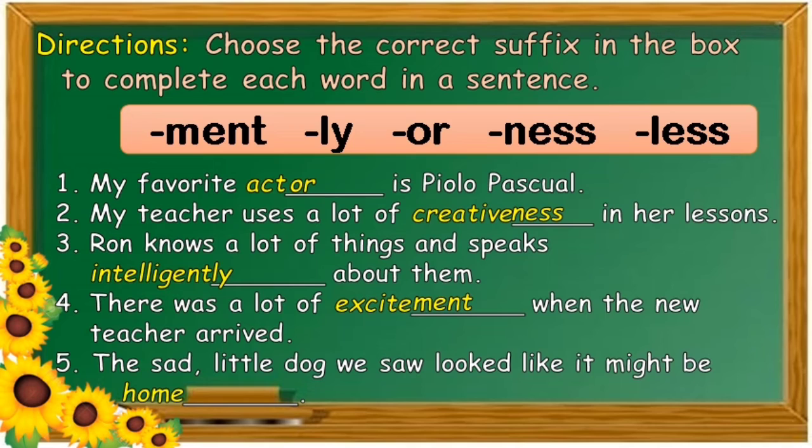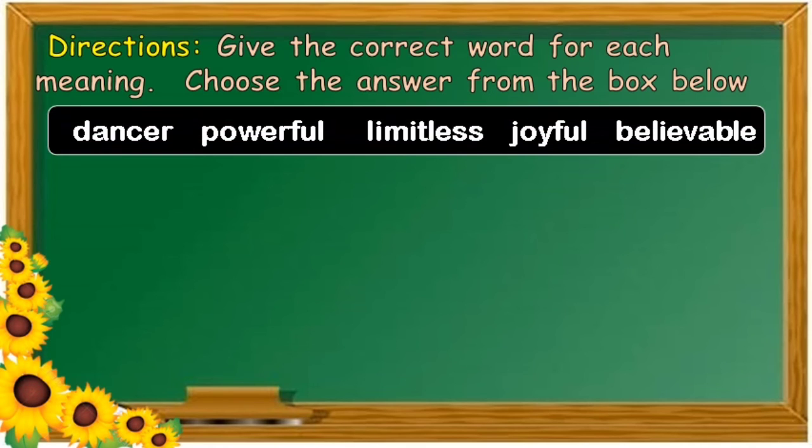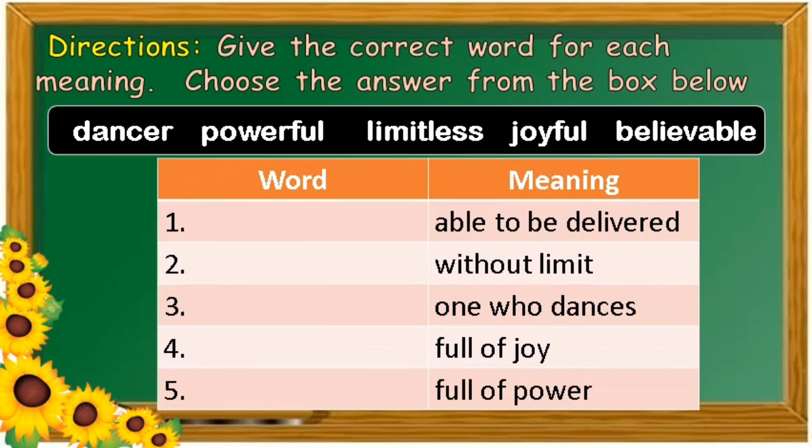Number 5. The sad little dog looked like it might be home blank. Very good. The answer is less, homeless. Let us practice some more. Give the correct word for each meaning. Choose the answer from the box below. The choices are dancer, powerful, limitless, joyful, and believable. Number 1, it means able to be believed. And the correct answer is believable.